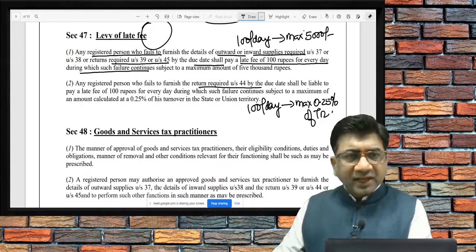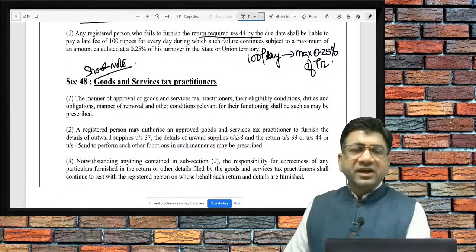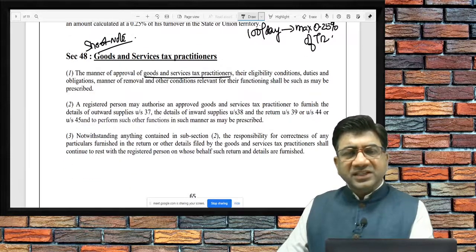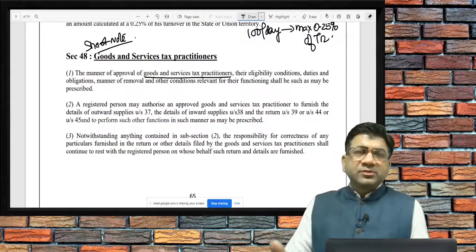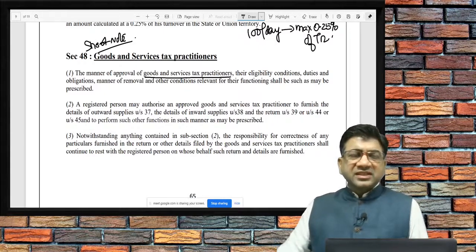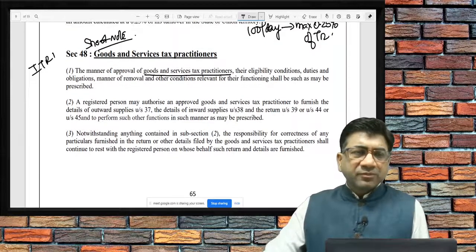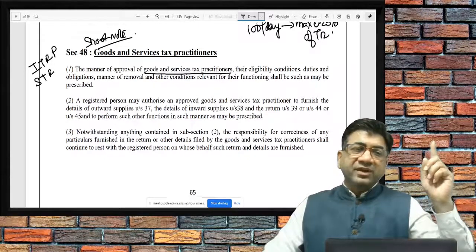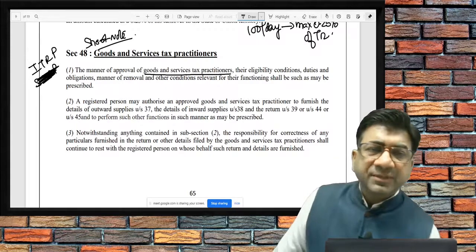A short note can come here, my dear friends. GSTN, yes. Who are GST practitioners? Let me see. The manner of approval of goods and service tax practitioner. These are the persons who will help you fulfill the responsibilities under GST. Just like there are ITRPs, income tax return preparers. Similarly, they were STRPs, service tax return preparers under the service tax. But now service tax is no more there. So these are GST practitioners.